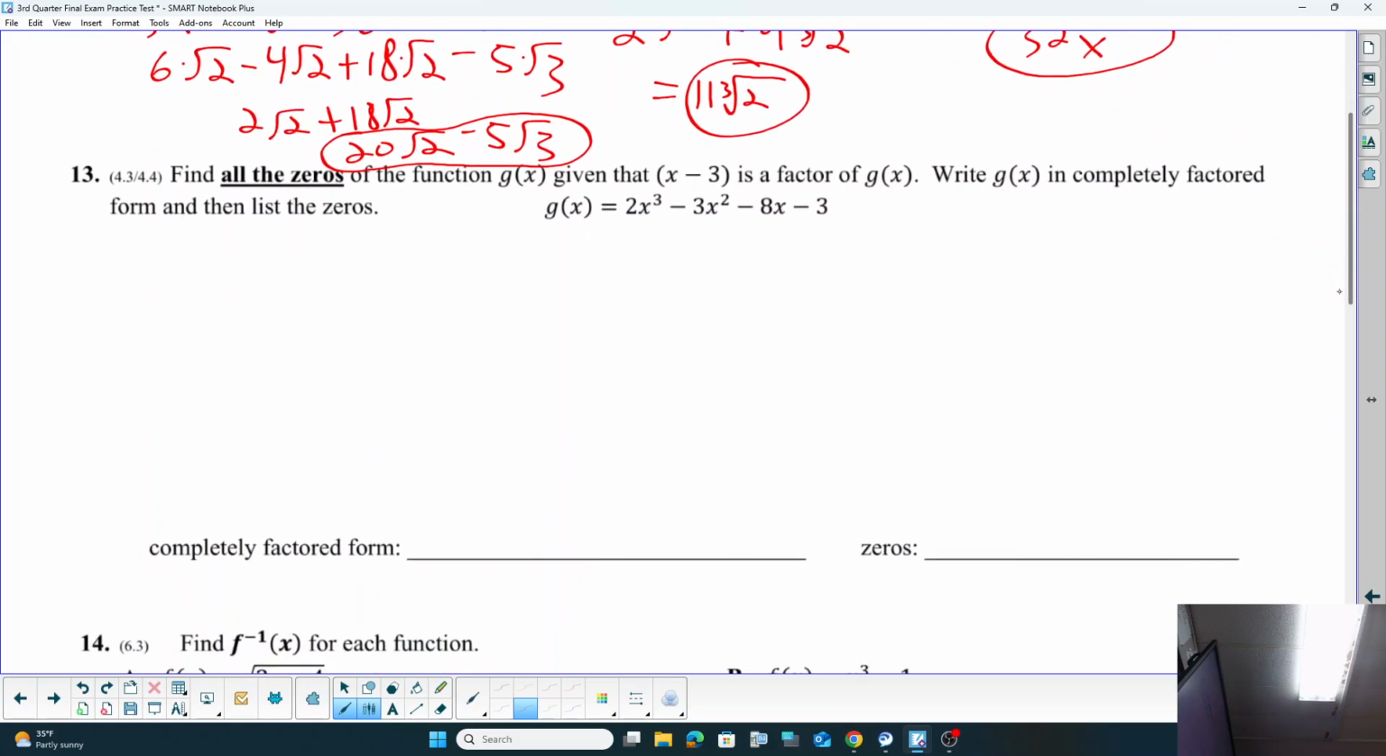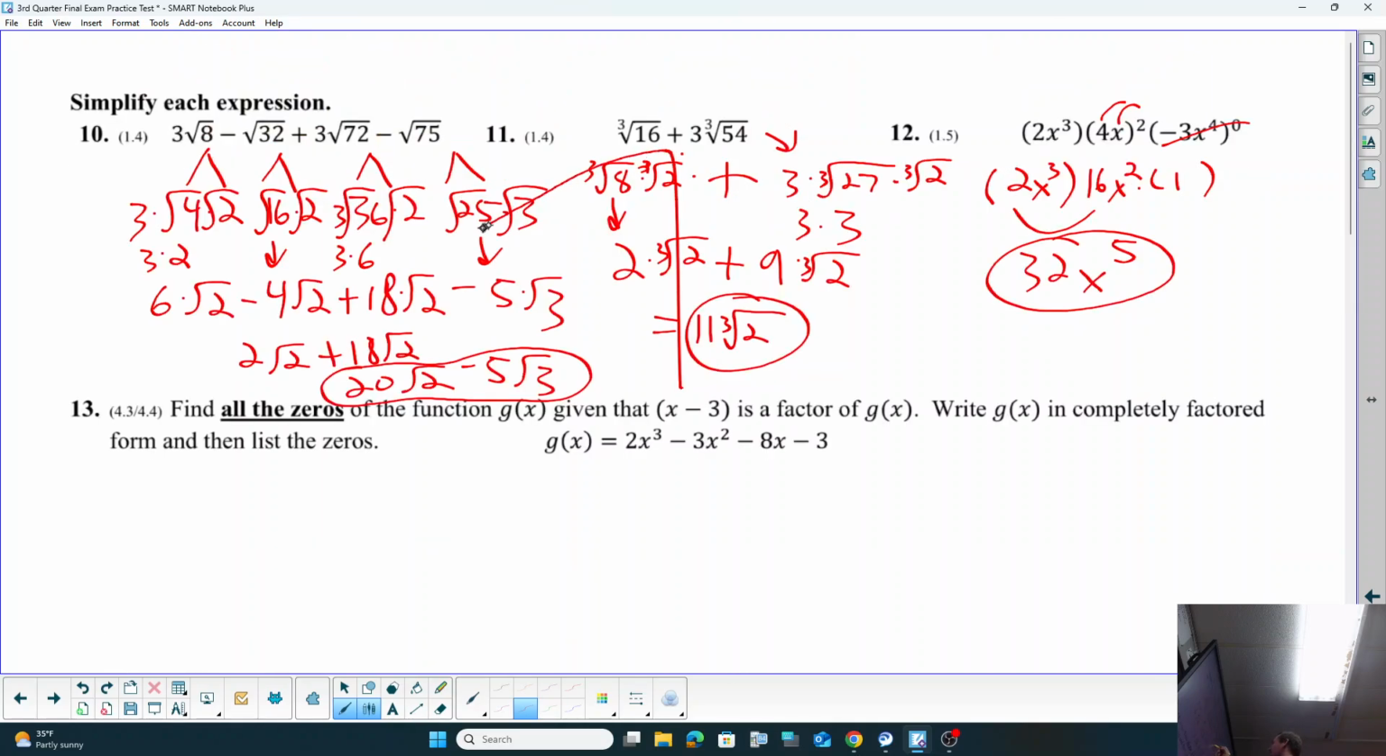Find all the zeros, given that's a factor. Do you remember how to do synthetic division, long division? So x minus 3 is a factor. Write in completely factored form and list all the zeros. Let's see here. Find all the zeros.